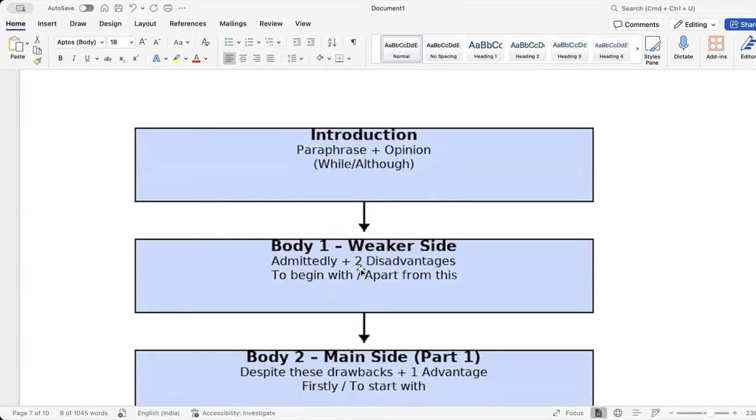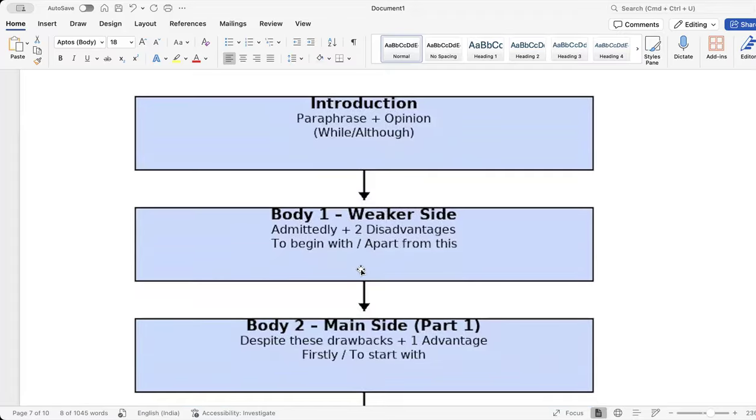Now let's come to the second paragraph, or the first body paragraph. In this, you're writing the weaker side. In this case, it was the disadvantages, as my advantages are more. My advantages are going to be more, so my weaker side is disadvantages. I start by using the word admittedly, and I write the two downsides using the connectors to begin with and apart from this. That's what I'm going to do in the first body paragraph.